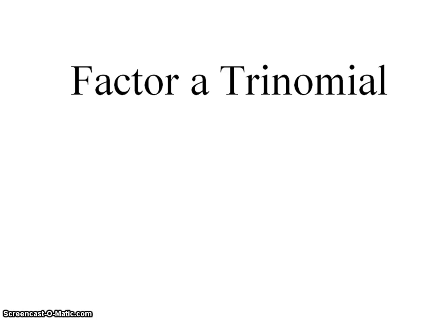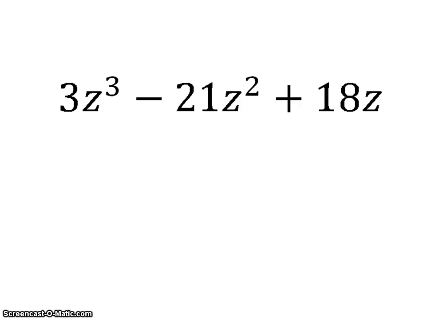This video will demonstrate how to factor a trinomial. Consider the trinomial 3z cubed minus 21z squared plus 18z. In all cases, you want to factor out the greatest common factor first. Notice each term is divisible by 3, and also each term is divisible by z. So we can actually factor out a 3z.